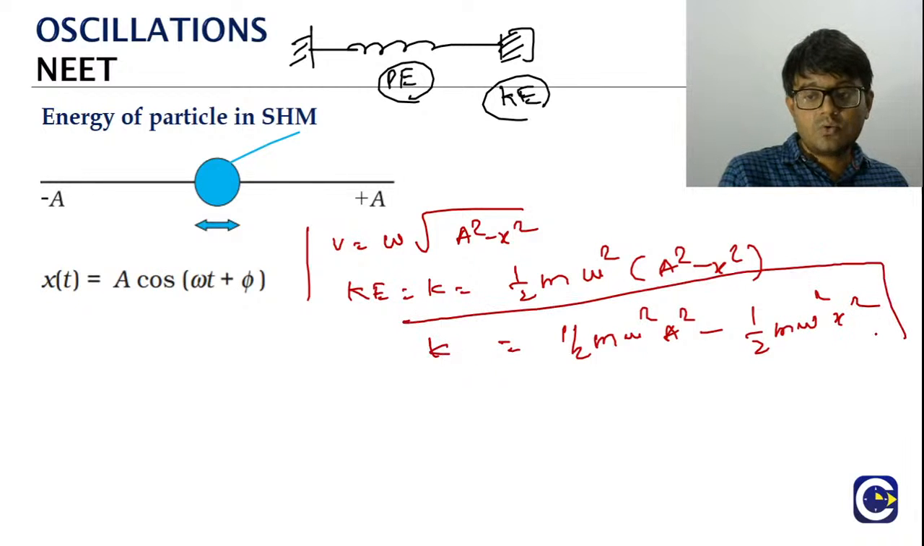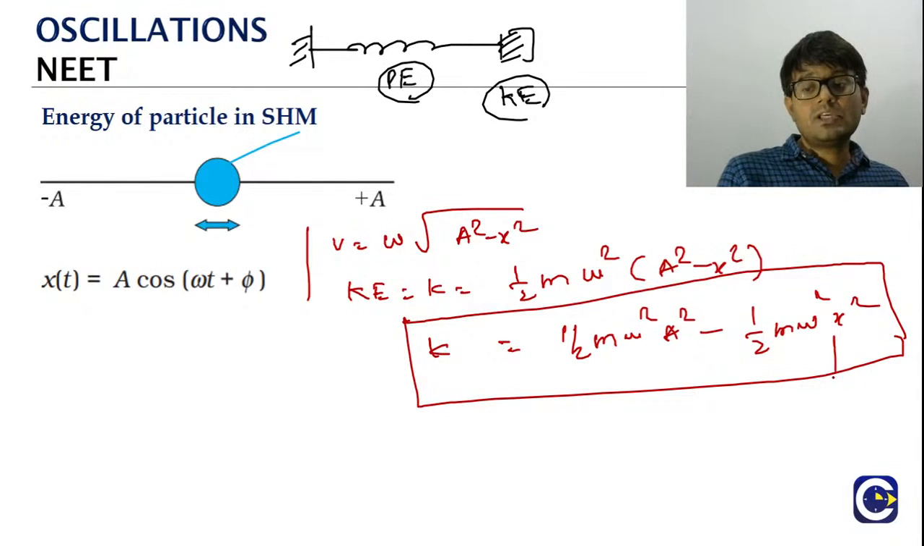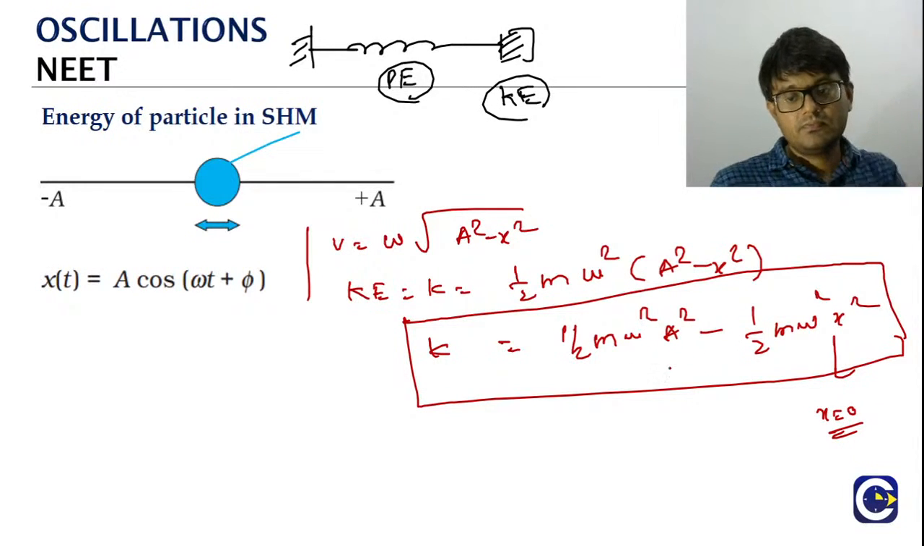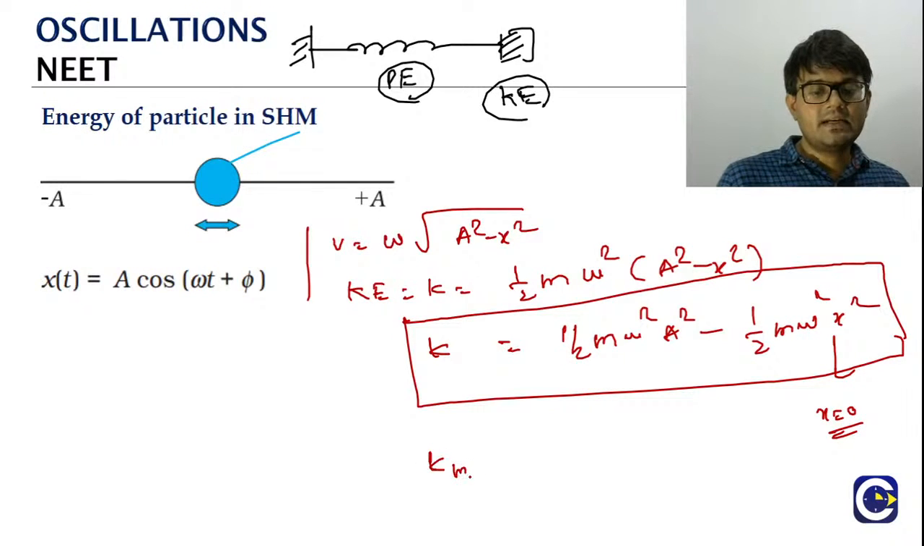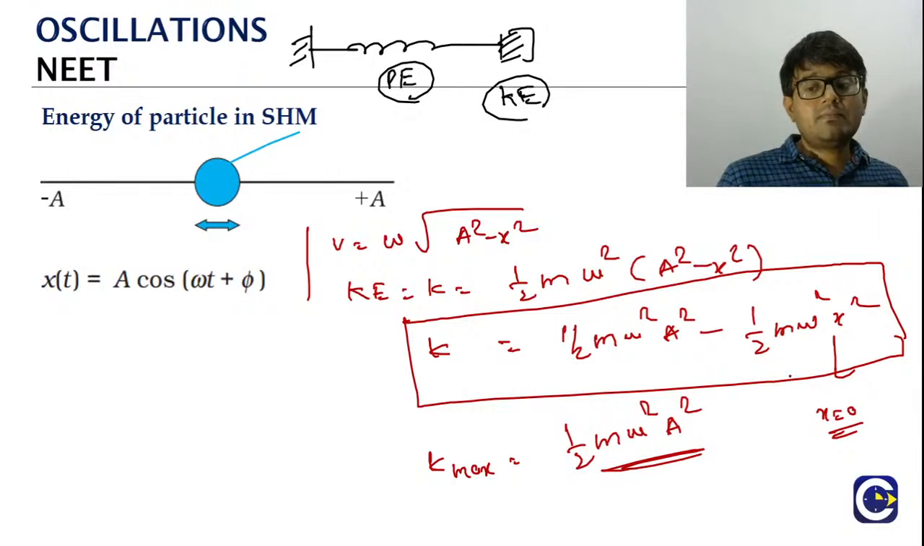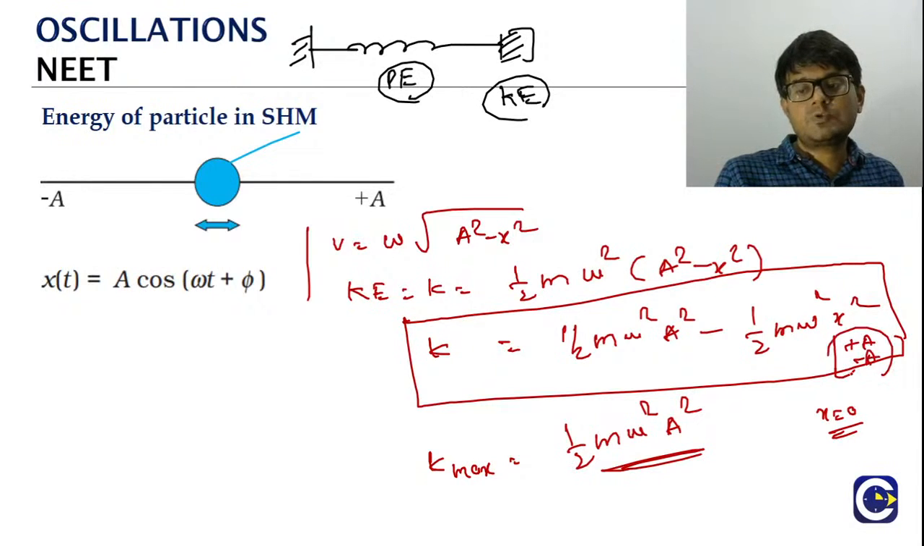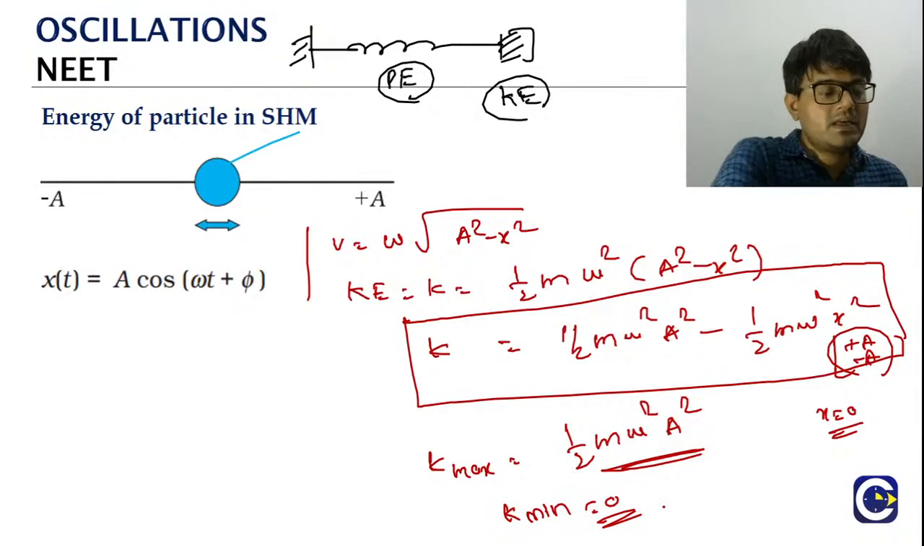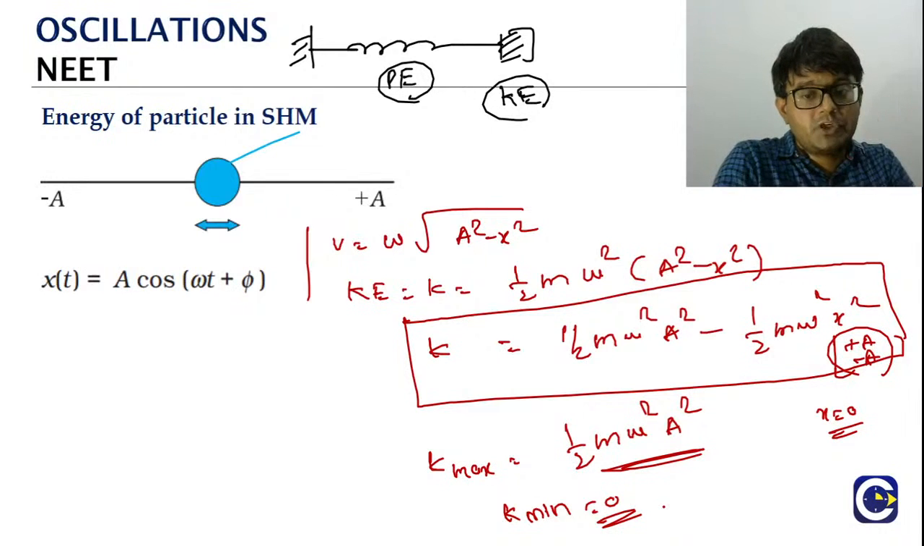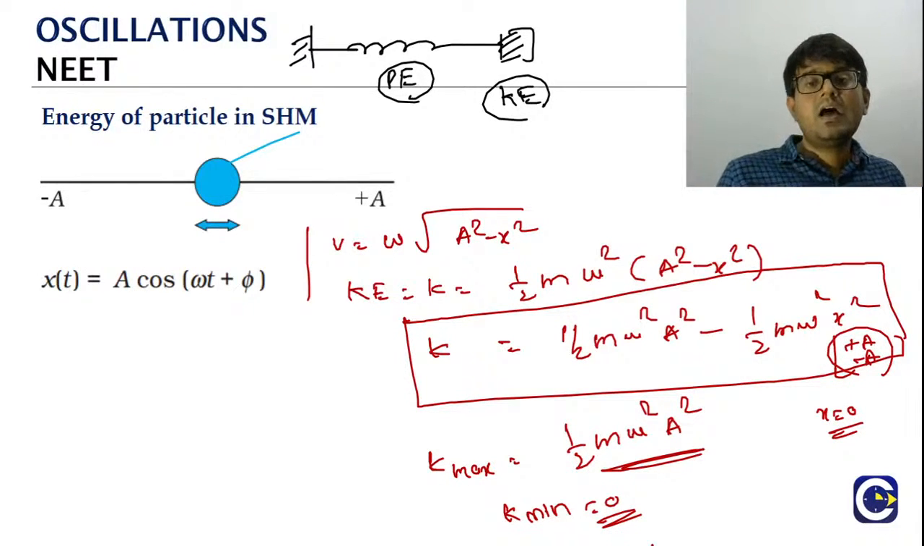So what is the conclusion we can see? When x is equal to 0, that is the mean position, the kinetic energy will be maximum. What is the value of K max? Half m omega square into a square. When x is equal to either plus a or minus a, substitute that for x, and the kinetic energy will be the minimum value, which is 0. So when the particle is in the mean position, the kinetic energy is maximum, with value half m omega square a square. When it is in the extreme position, the kinetic energy will be minimum.